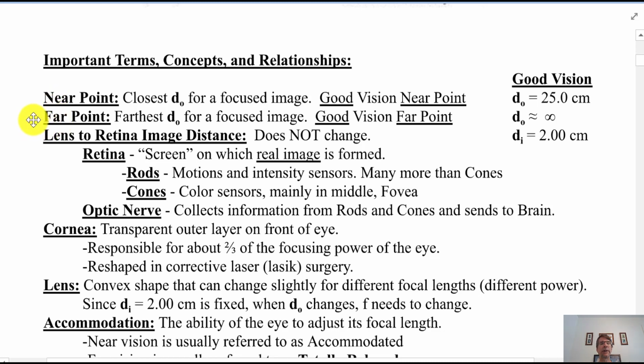Your far point, once again for a healthy eye, is in general infinity. You can see things at infinity. Now, once again, you can't focus on things that are too small, far away. And here's another thing about vision. How far away can you see? Well, you basically can see infinitely far. For example, the moon. How far away is the moon? Well, the moon's like 230-some thousand miles. You can see it, because vision is not the act of something coming out of your eyes. It's something going into your eyes.